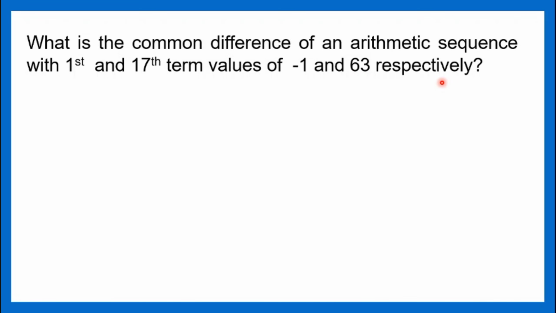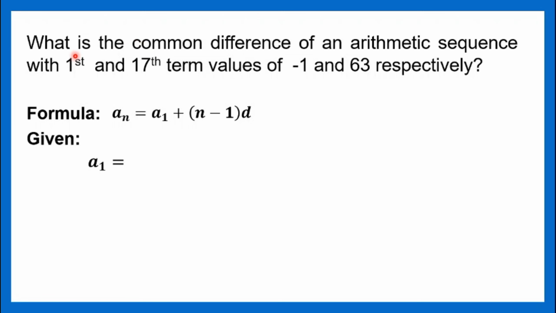Now, let's do the solution for this. Formula muna, kailangan sa ulo na. A sub n is equal to A sub 1 plus the quantity of n minus 1 times D. And given, let's find out what are the given for this. A sub 1, again, since may respectively, kung ang unang binanggit ay 1st, ang 1st ay -1. Alright. Next, D. So, D is common difference. Siya yung pinapahanap. So, that means ang D ay question mark pa din.